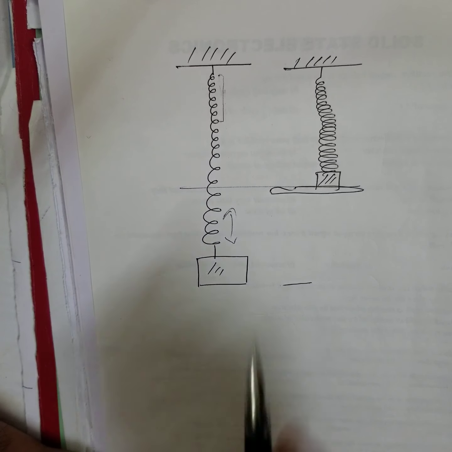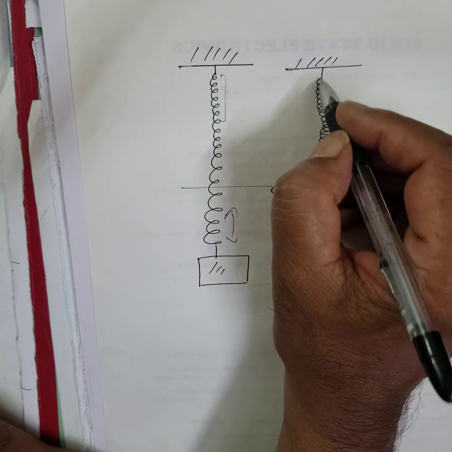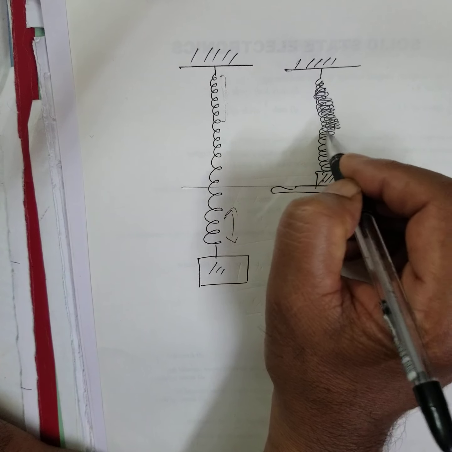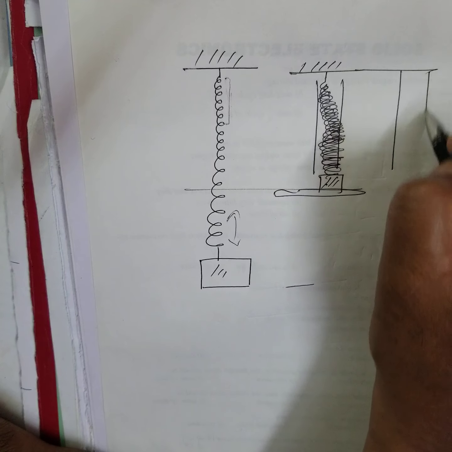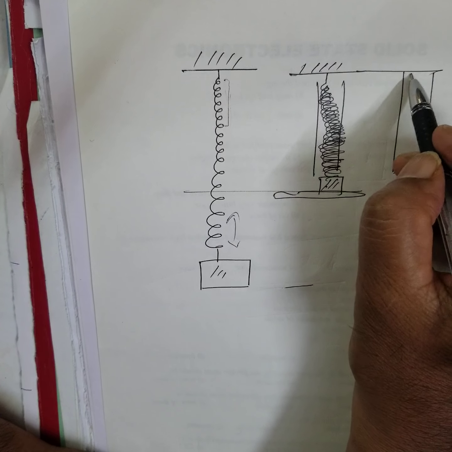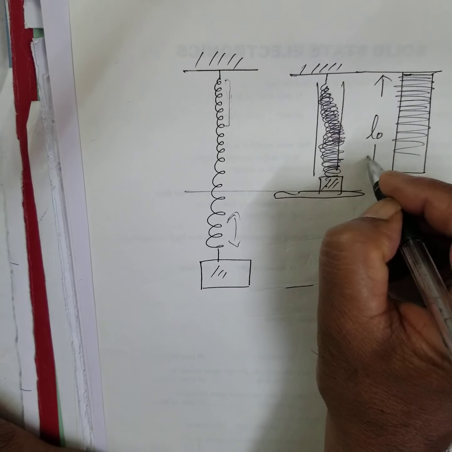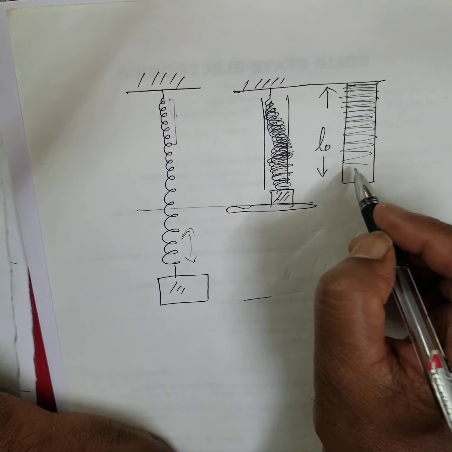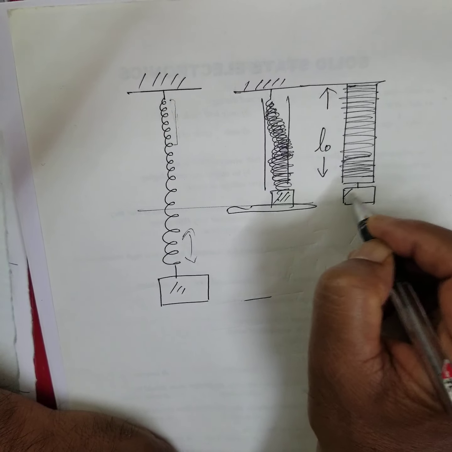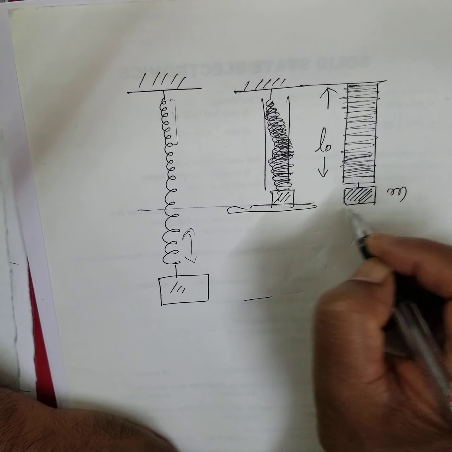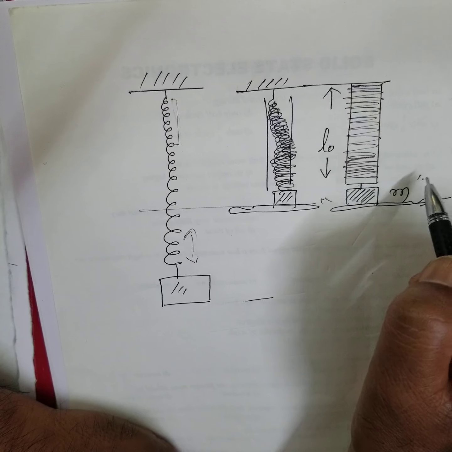That means this mass is held in hand, so that the spring is neither stretched nor compressed. It is normal. See, normal mode. This spring length is called L naught. What is L naught? L naught is the length when the mass is not attached to the spring at all. Under that condition, I am attaching a mass which is held by hand. Understood? By hand.